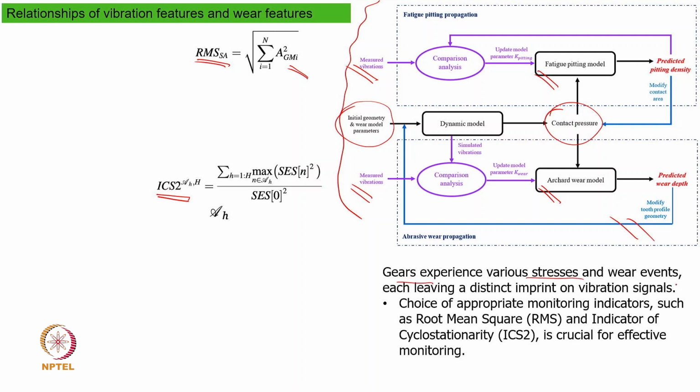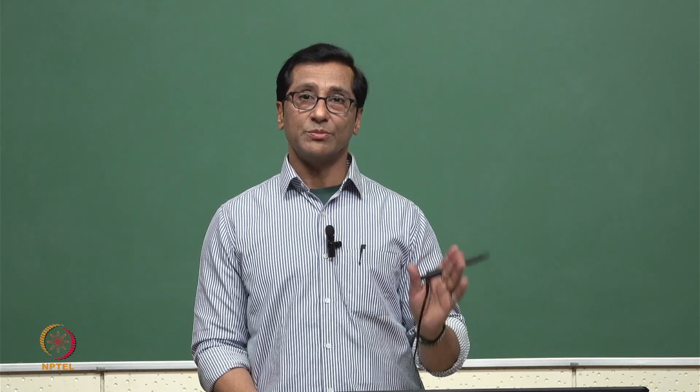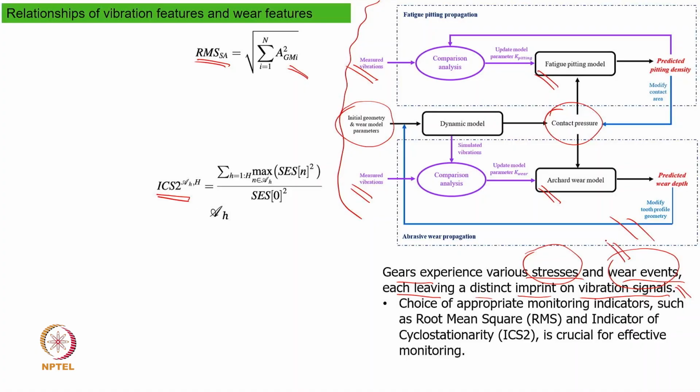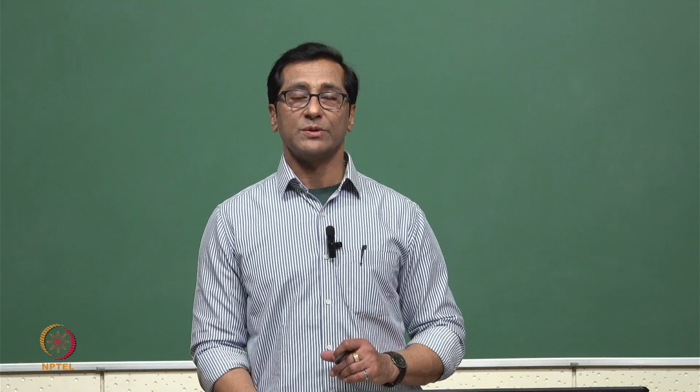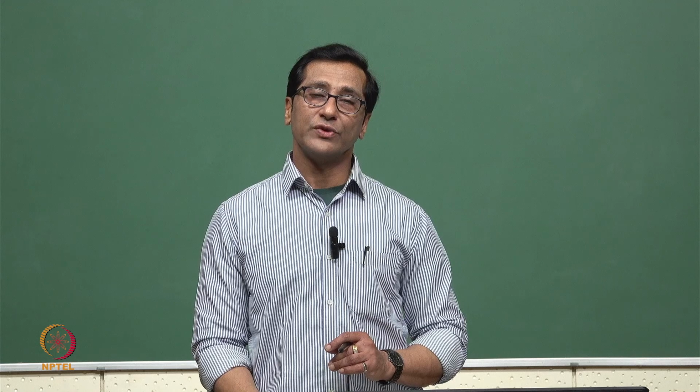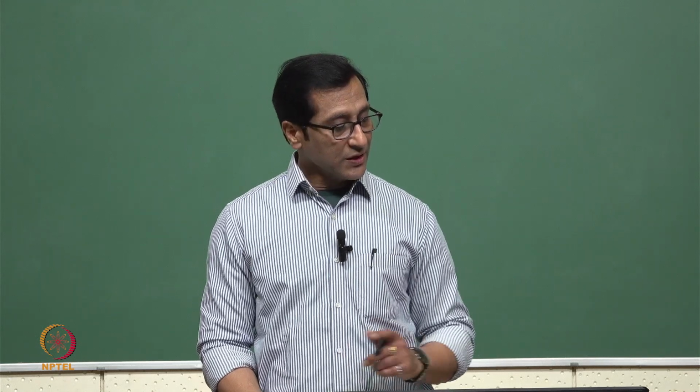The gear experiences various stresses and wear events, each leaving a distinct imprint on the vibrational signals. That means what they are assuming is that based on the vibration signal we can find out the stress level, and we can find out the wear events also. So they are trying to relate vibration signals with the stresses, or say pitting and wear, or the Archard equation, whatever we have. And then they say they need to collect the RMS value of the vibration, and another indicator of cyclostationarity, that is IC_S2. They have found these two parameters. If they measure these through the vibration signals, they can relate them with the wear analysis, and they can relate them with the pitting value also. So that's what has been done.